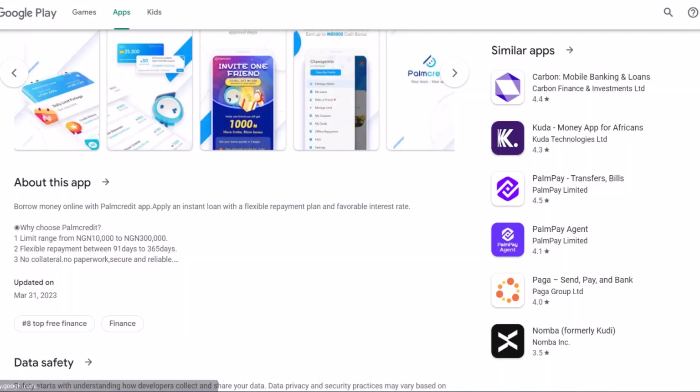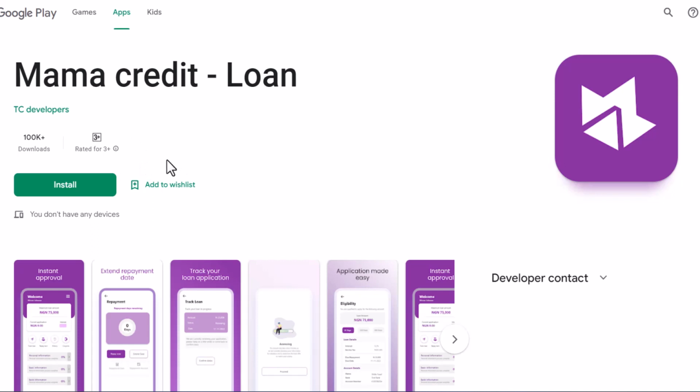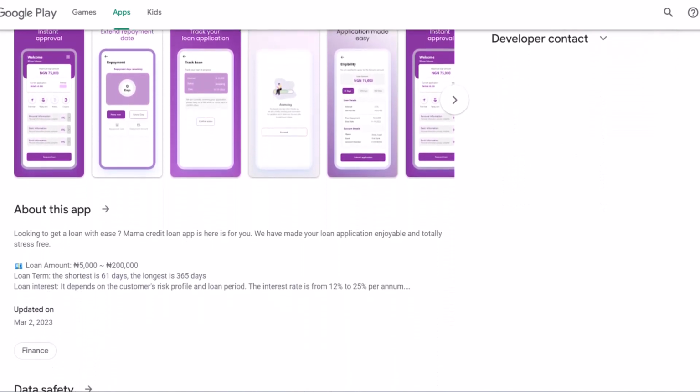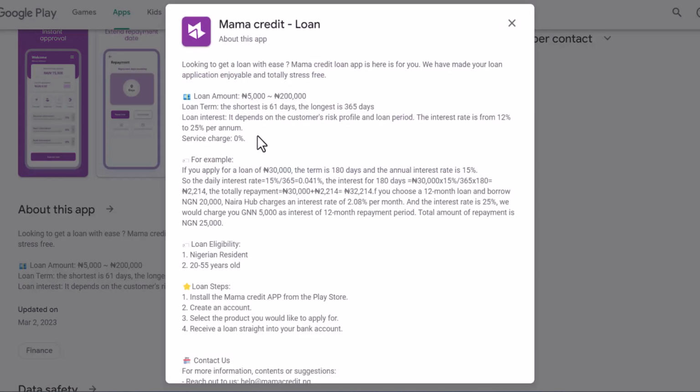So the next one in this video is Mama Credit. Mama Credit is another loan platform in Nigeria, and I've already written an article about this Mama Credit loan platform, and I would like to walk you through the details about this platform and how it actually works as well. So, checking on the about app, you can see you'll be able to borrow from 5,000 naira to 200,000 naira, and the loan tenor is around 61 days to 365 days, which means 2 months and then 12 months.